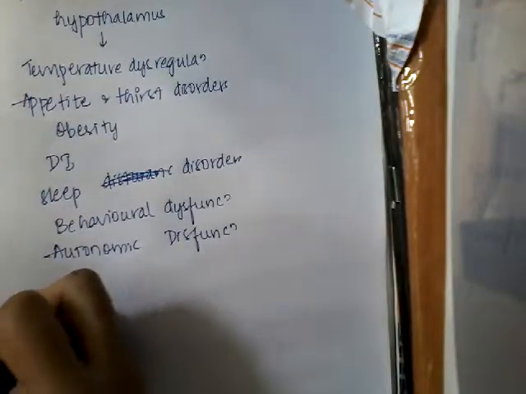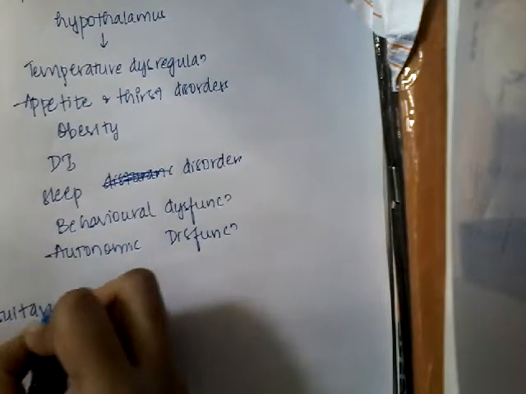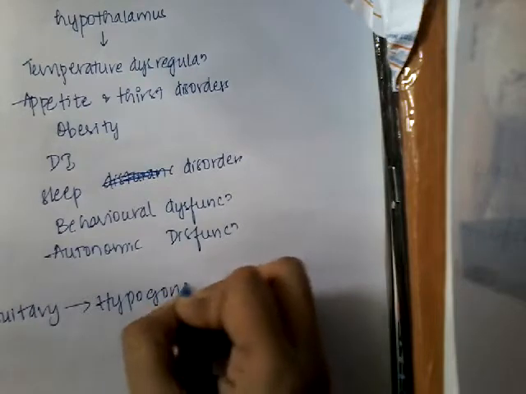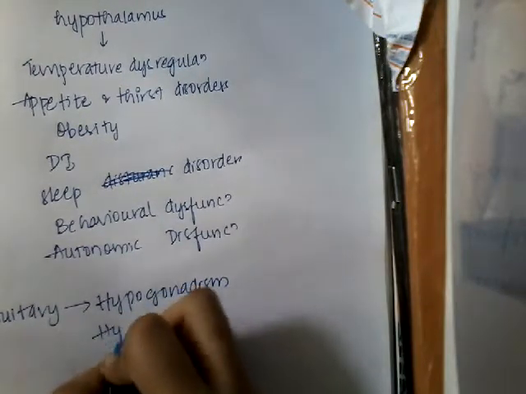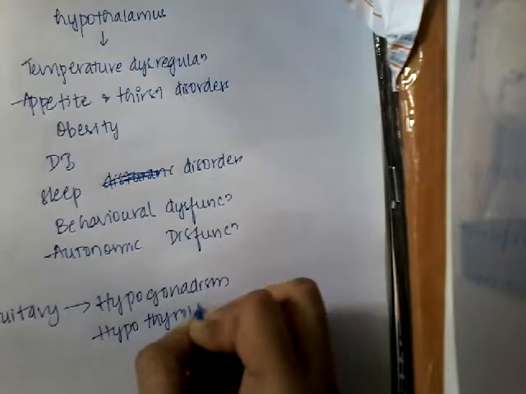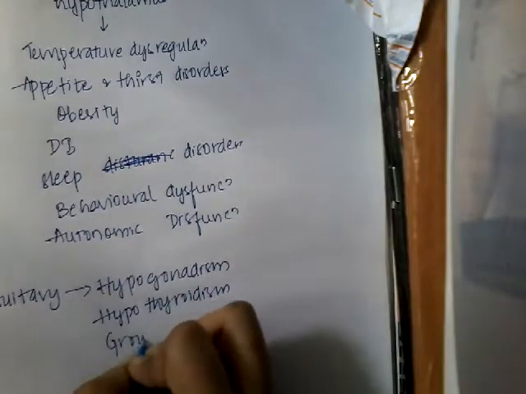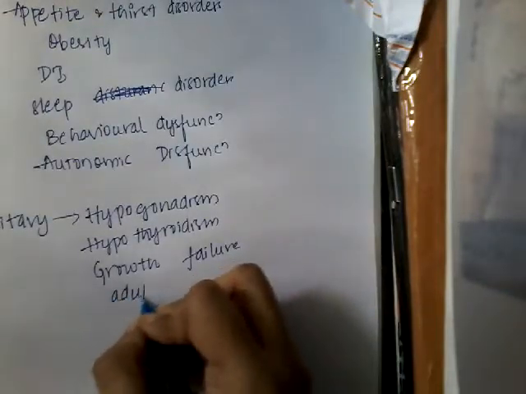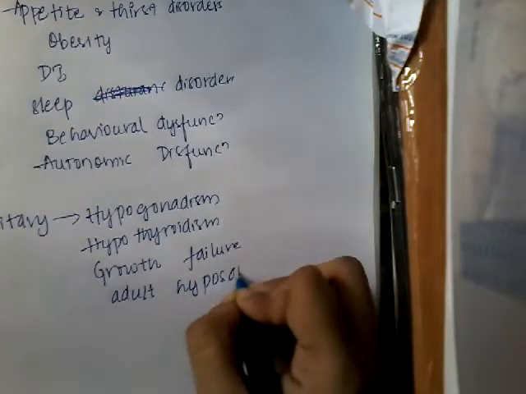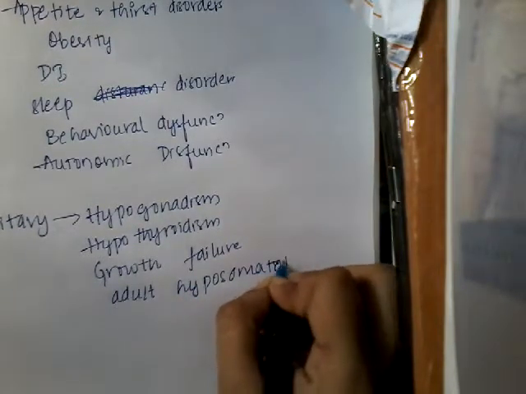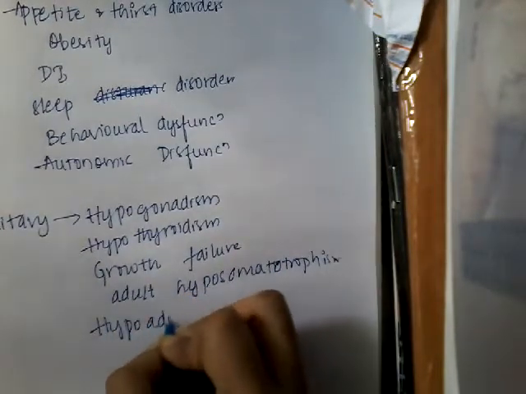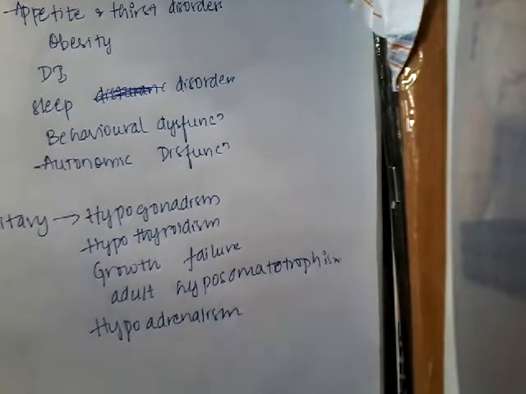Okay, if it involves only the pituitary, it causes hypogonadism and also hypothyroidism, and then growth failure because of decreased growth hormone, and in adults it causes hyposomatotropism, and it can cause hypoadrenalism. So these are the different clinical features that you see in sellar lesions.